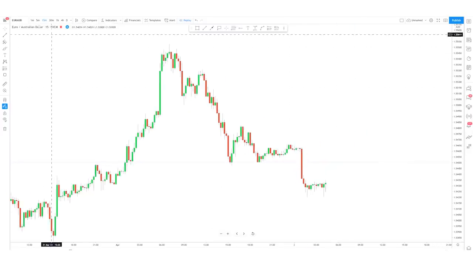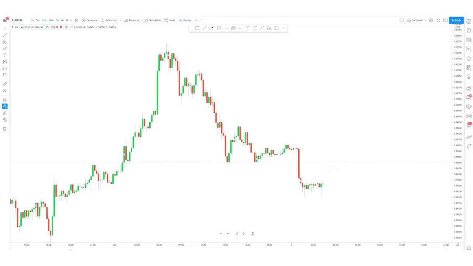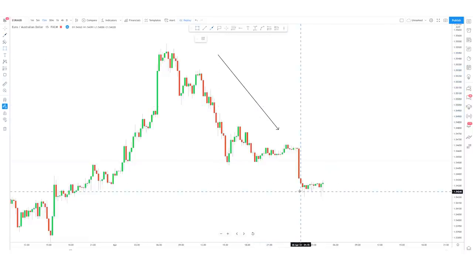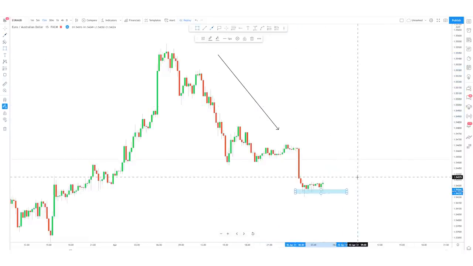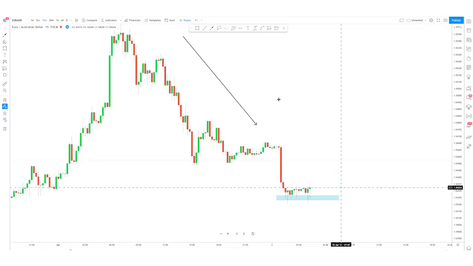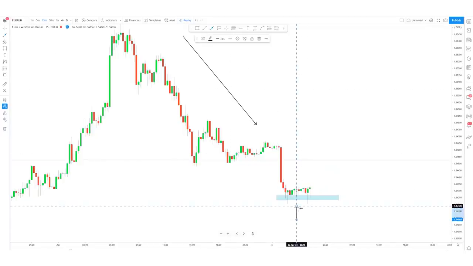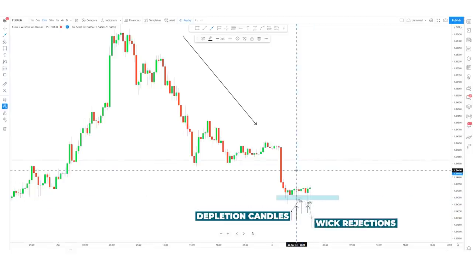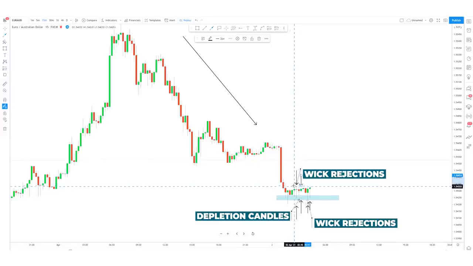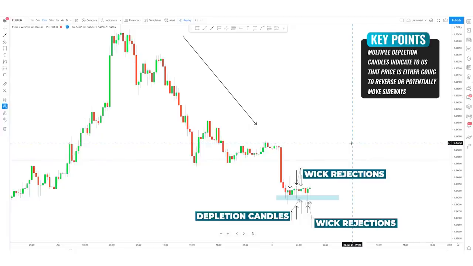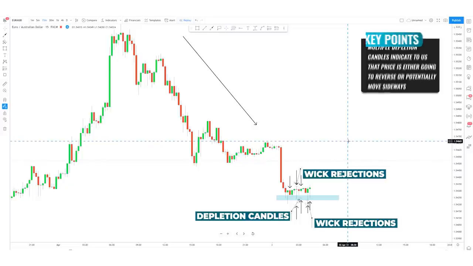Here on Euro Aussie Dollar on the 15-minute time frame, we can clearly see here that the trend of the market is bearish. Now, we're starting to gather some information here. The market is pushing bearish, but at the same time, what can you see? Well, we're getting a lot of depletion candles. Candles that are leaving wicks to the top, wicks to the bottom, very small in volume and body, indicating to us that this is a very, very strong indication that price is either going to reverse or potentially move sideways.